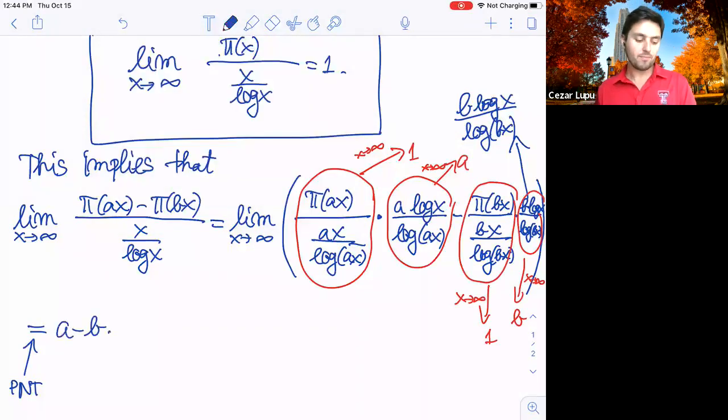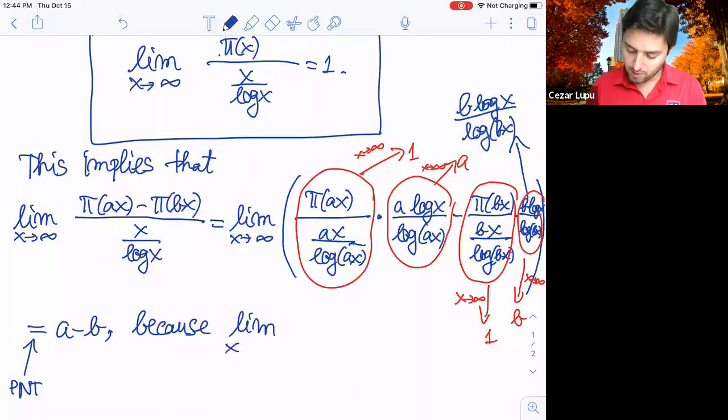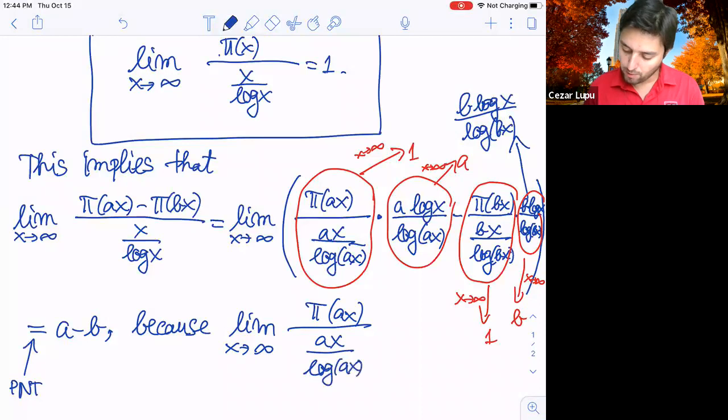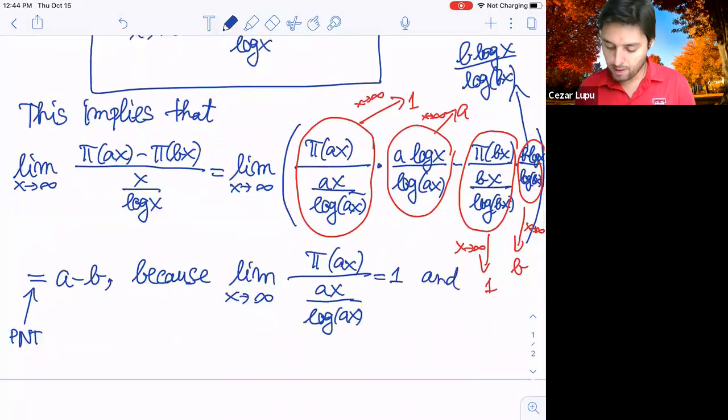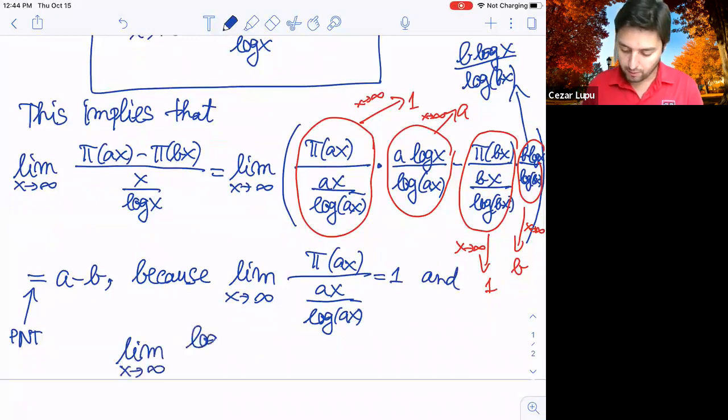You see? Okay, so we have used, let me write it again, that the limit as x approaches infinity of pi of ax over log of ax is 1, just like Aaron said. And the limit as x approaches infinity of log of x over log of ax is 1.